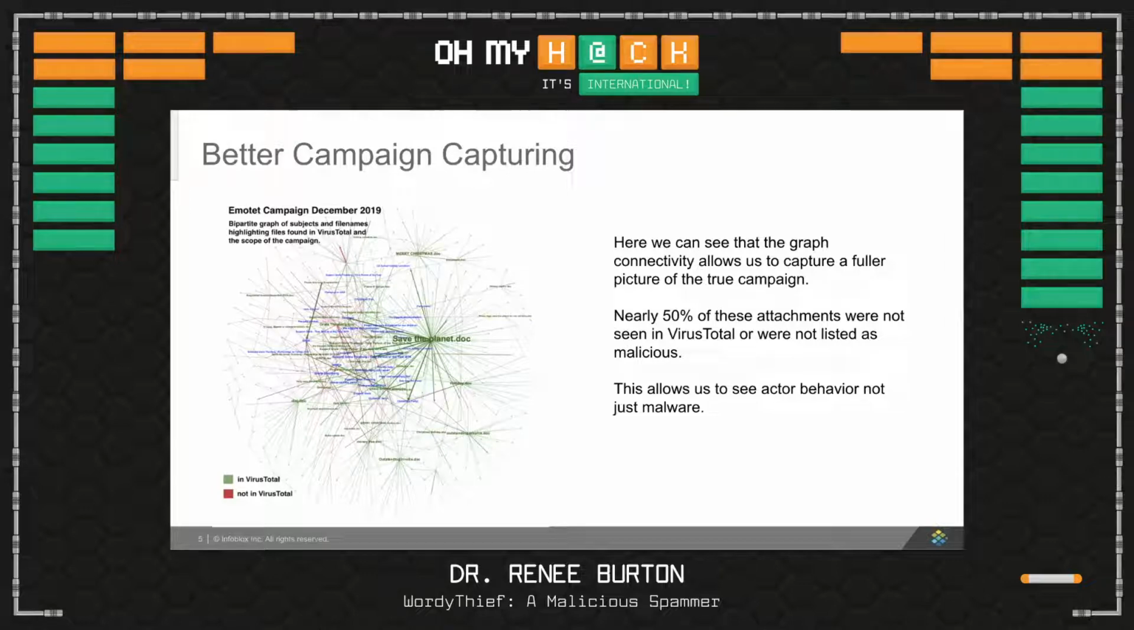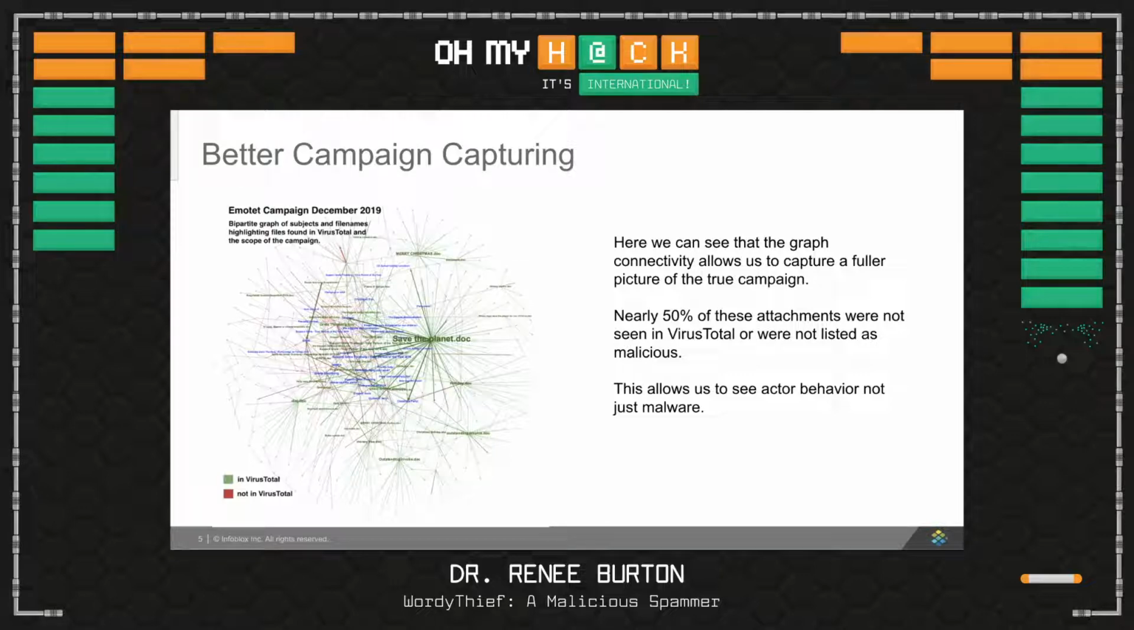And it does contain several days of data here. It is between subject lines and file names. The lines are green if those are in VirusTotal, and red if they're not in VirusTotal. And I apologize for the red-green colorblindness aspect, greatly, but also for the way that it could be interpreted backwards, as red being bad.